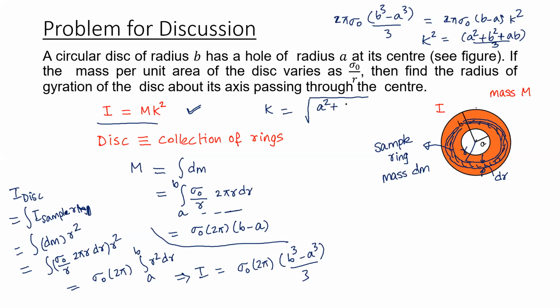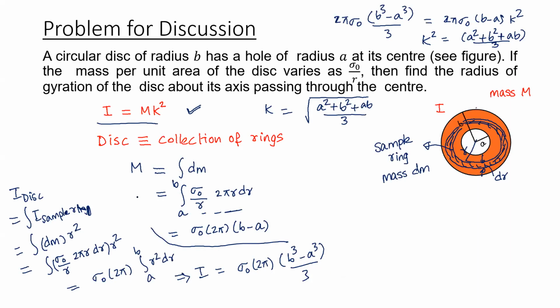So a square plus b square plus ab by 3, square root. Okay, so that is what we have here. Let me know if you have questions here. Otherwise, I'll show you another method. You're okay with this? Yeah, I'm fine.